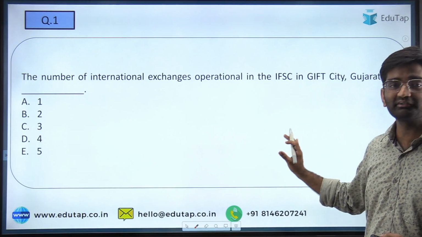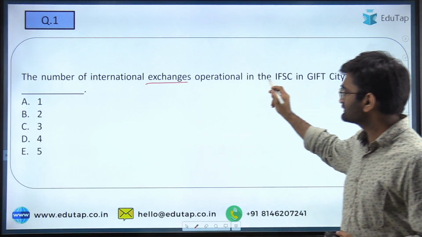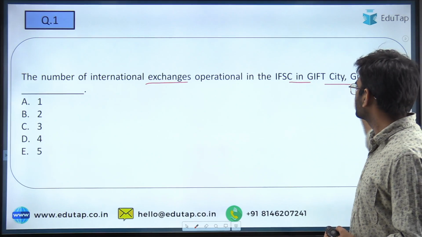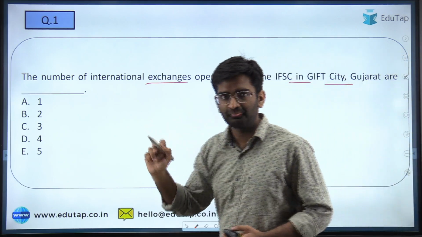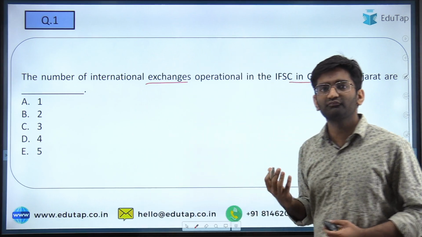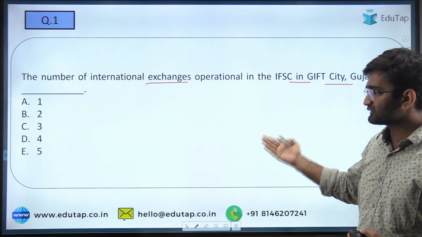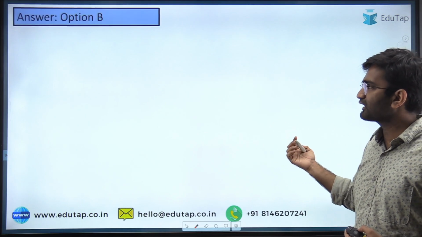So the first question of the session here is: the number of international exchanges operational in the IFSC in Gift City, Gujarat are. International exchanges is what we are talking about. How many of them are operational in the Gift City? So the answer here is 2. B should be the right answer.